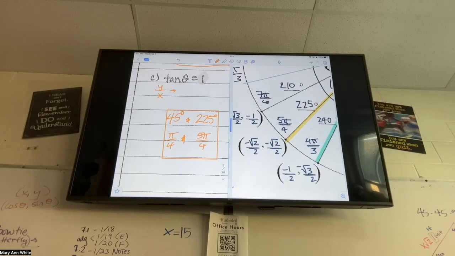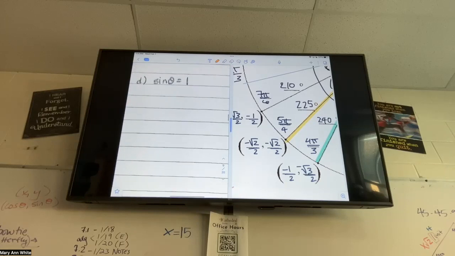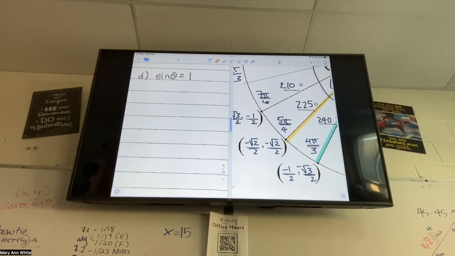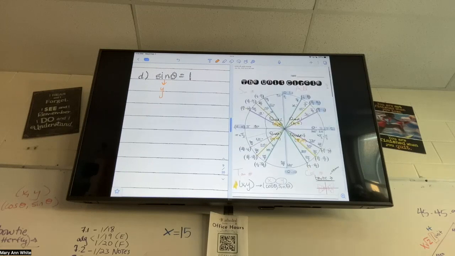All right, cool. Last one, there's actually only one answer. It says sine of theta is 1. There's only one place on this graph where sine is, wait, which variable is sine? Y, where y is 1. 90 degrees, good. 90 degrees, and we'll write our radians because it asks for both, pi over 2.